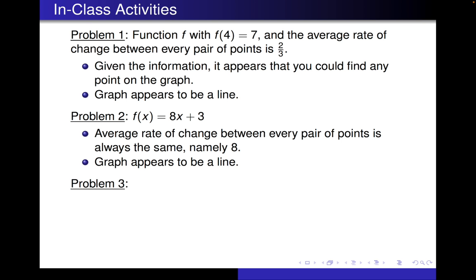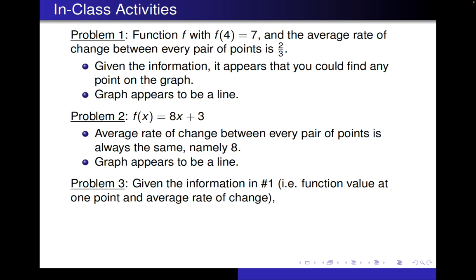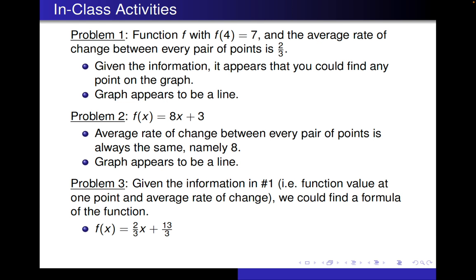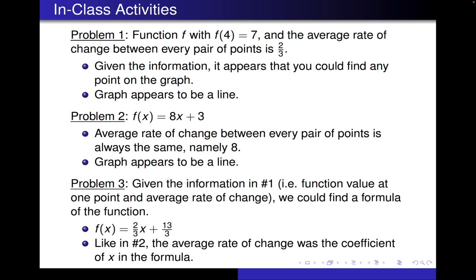And in the last problem, you looked at the information of the problem in number 1, where f of 4 was equal to 7 and the average rate of change was always 2/3. It turns out we could find a formula for the function just given that information. And so you figured out what that formula was. I won't go through the details on that one, but you ended up with 2/3 x plus 13/3. As in number 2, the average rate of change was the coefficient of x in the formula. In problem number 2, the coefficient of x was 8 and your average rate of change was 8. And in problem number 1 and problem number 3, your average rate of change was 2/3 and the coefficient of x was also 2/3.